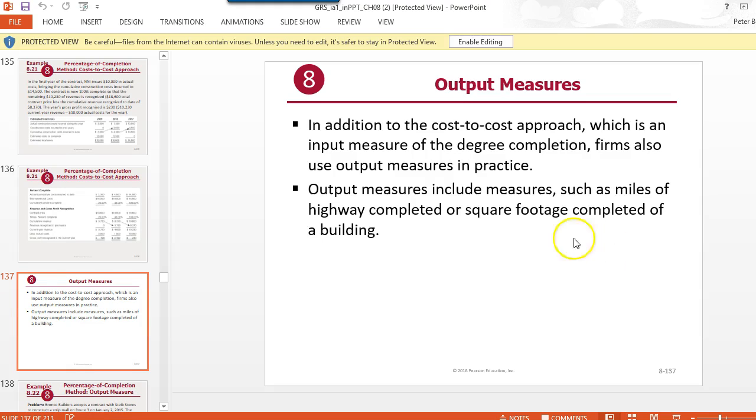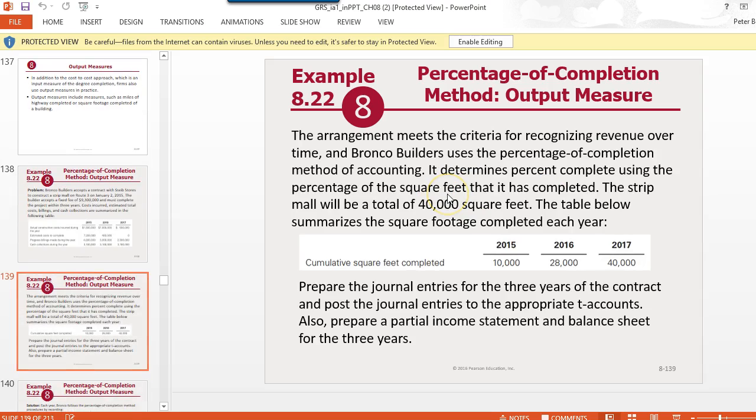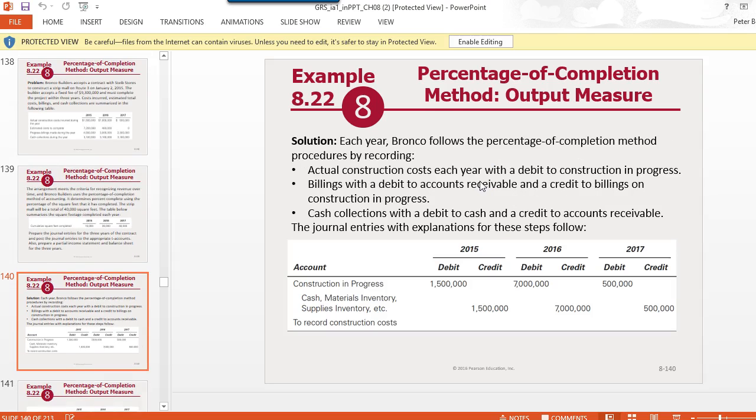Output measures include measures such as miles of highway completed or square footage. So this is a part B to this. If you're not using cost as your percent of completion, you might use things like square footage or miles if you're building highways, but the principle is going to be the same.